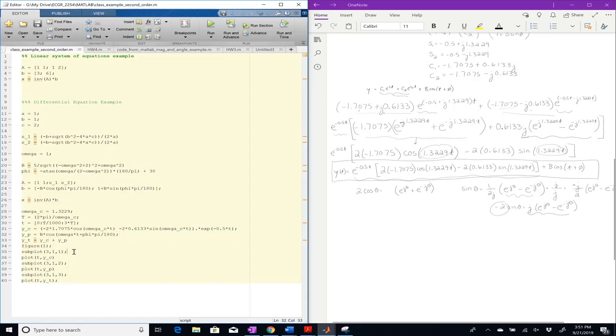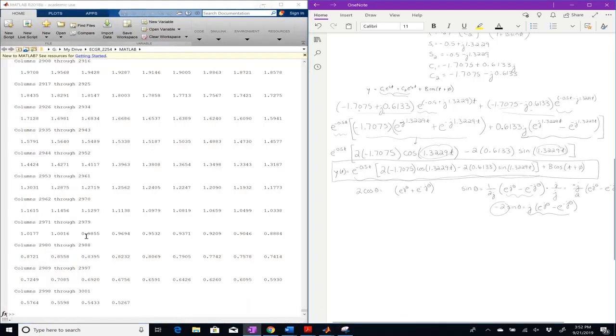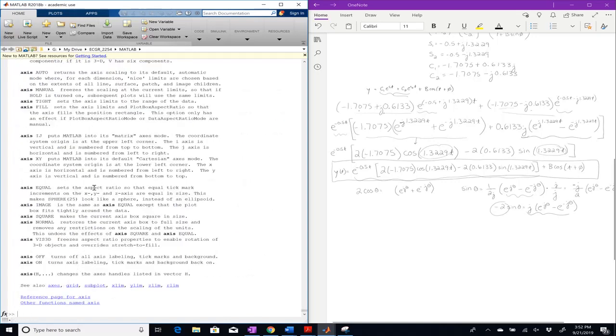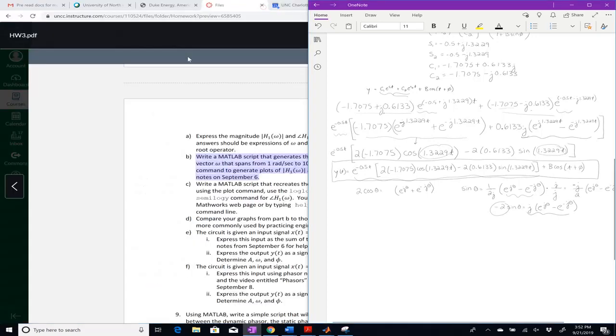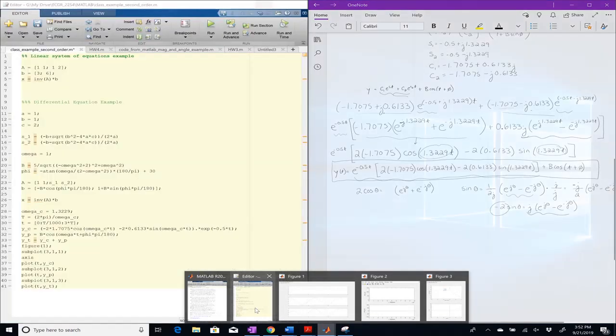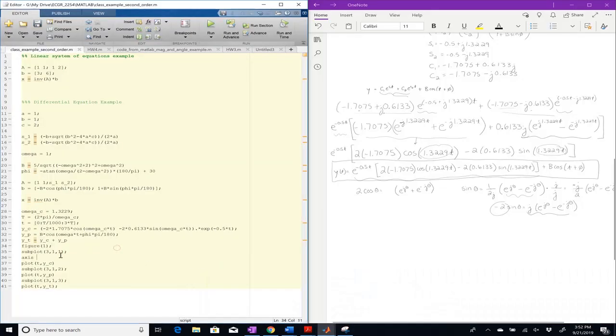So now that I know that, I'm going to rescale my axes. I think it's axis. Let me see. I'm not sure, so I'm going to type help axis. All right. Control axis scaling and appearances. So axis, x-min, x-max, y-min, y-max sets the scaling for the x and y axes. All right, so I want to use that command. There we go. So I'm going to set this guy like so.